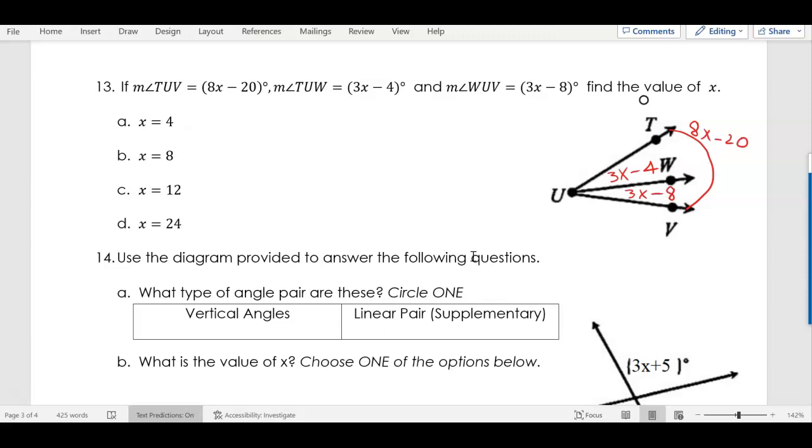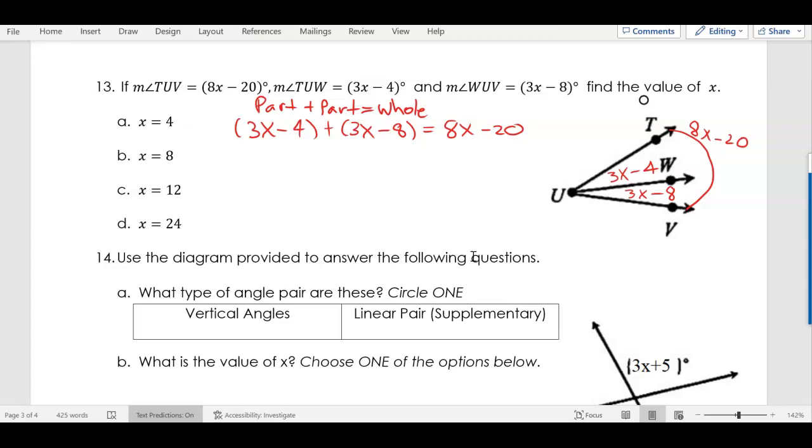Now looking at this, we have a situation where we have a part on top plus a part on the bottom equals the whole big angle, right? So once again, part plus part equals whole. So let's go ahead and write that out. 3x minus 4 plus 3x minus 8 equals the whole thing, 8x minus 20.